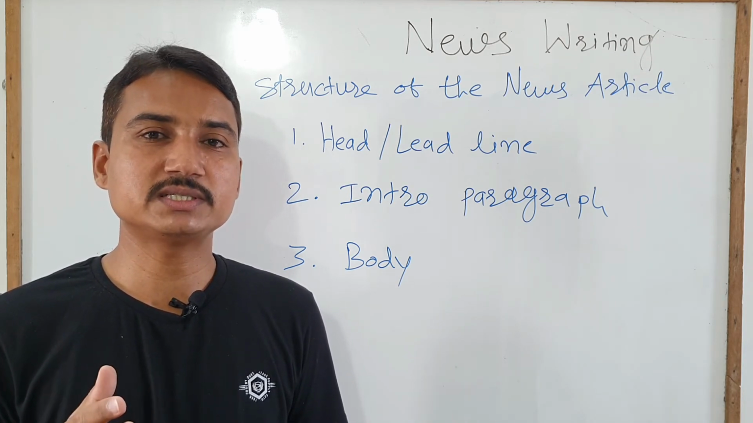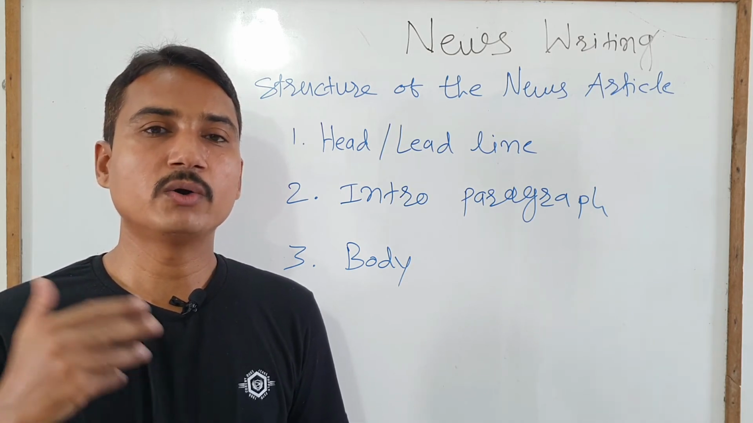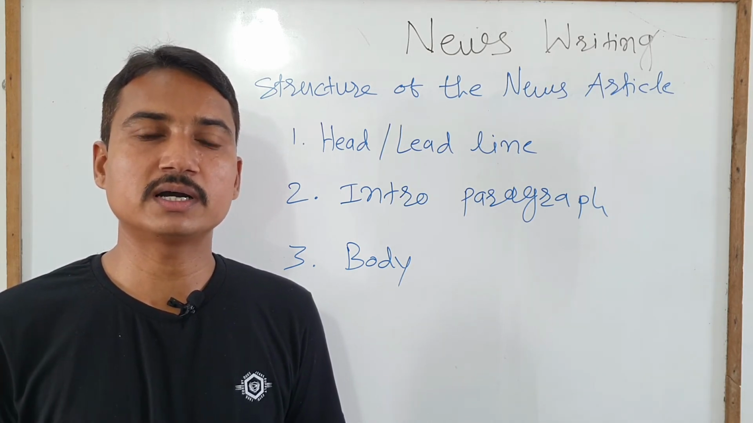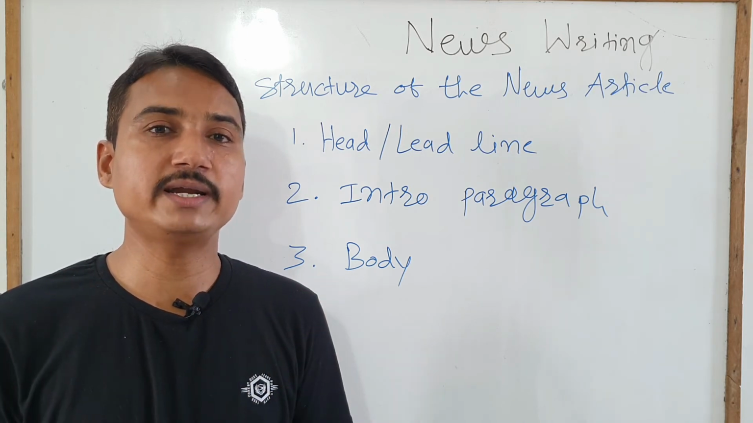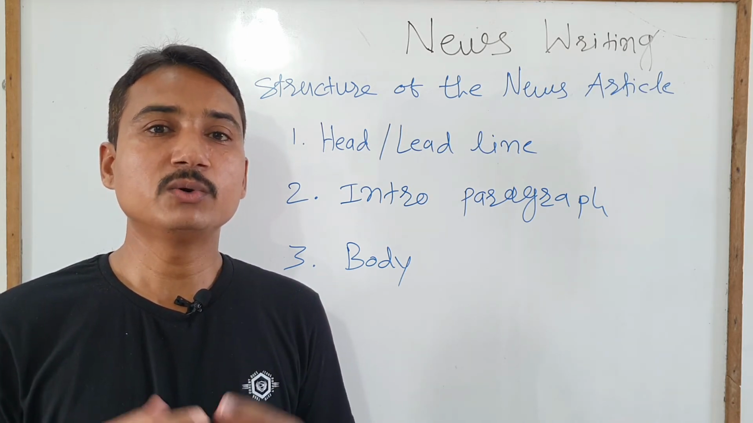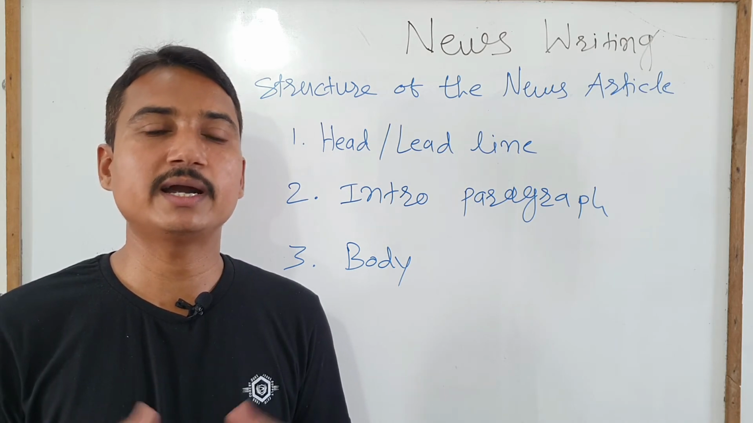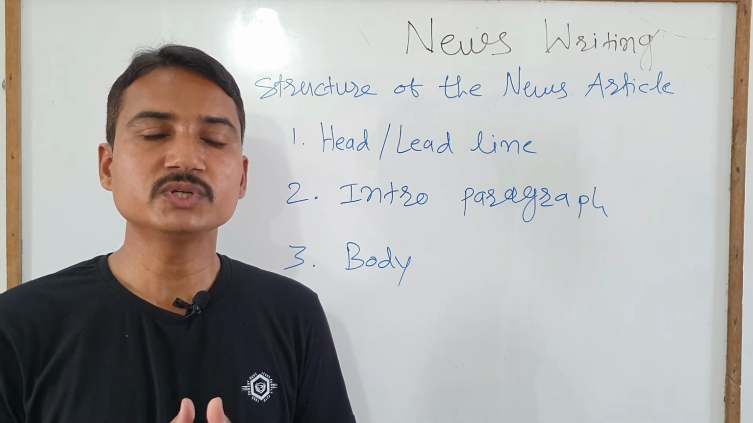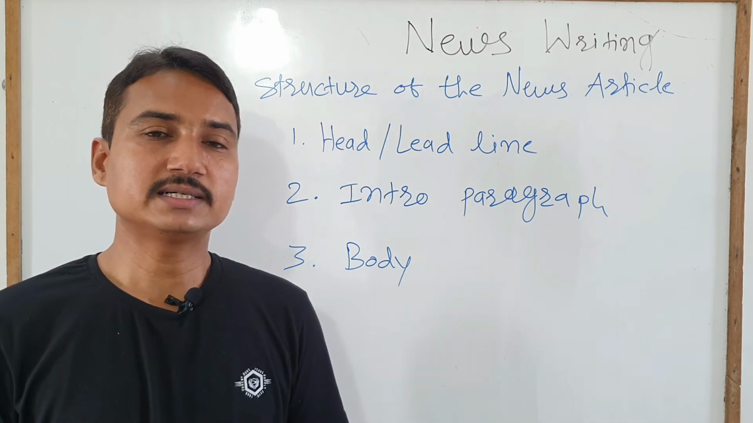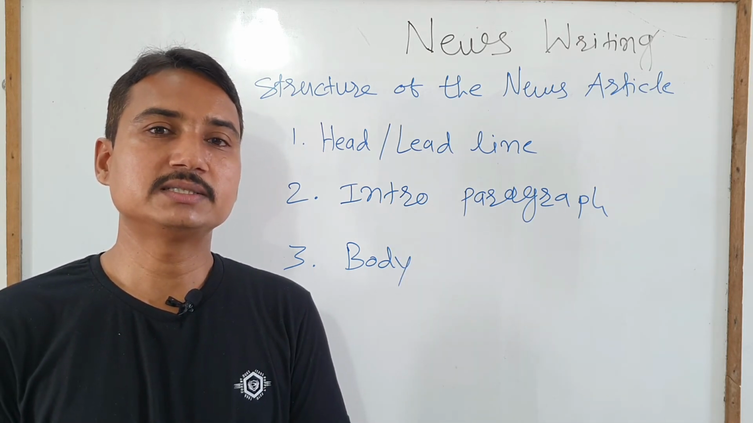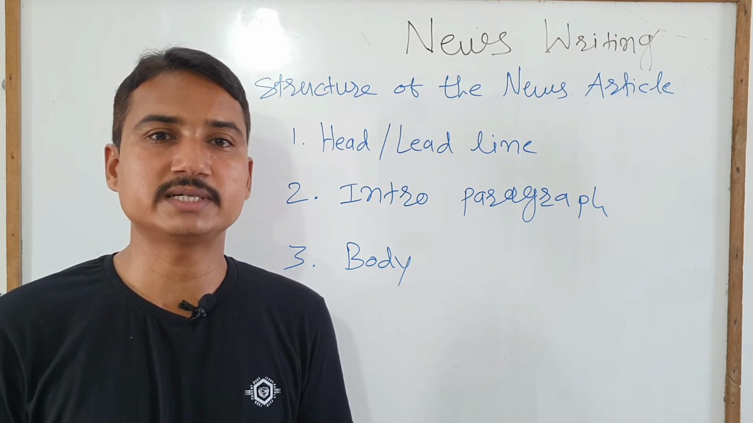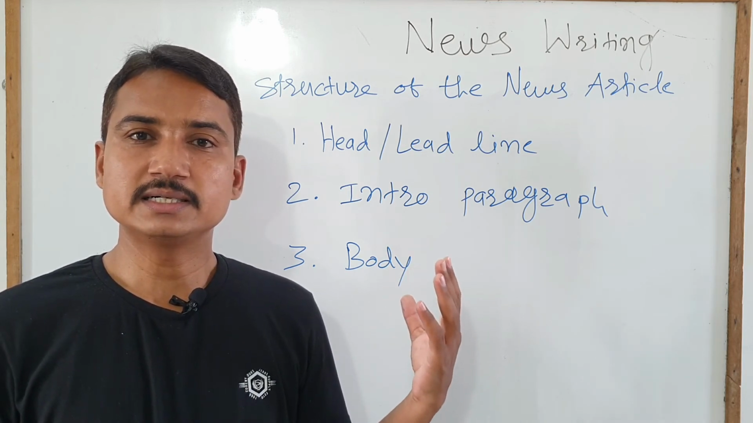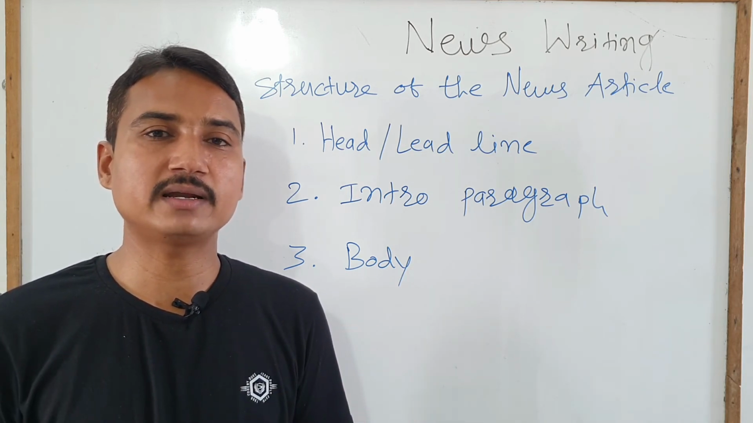Here, the questions like who, whom, why, where and what are answered in a very detailed manner so that the reader comes to know what had happened, where it had happened, how it had happened, and who were the people involved in the event. So, a news article consists of these three parts, sections or elements, whatever we call it for the sake of our convenience and understanding. They are headline, intro paragraph and body.